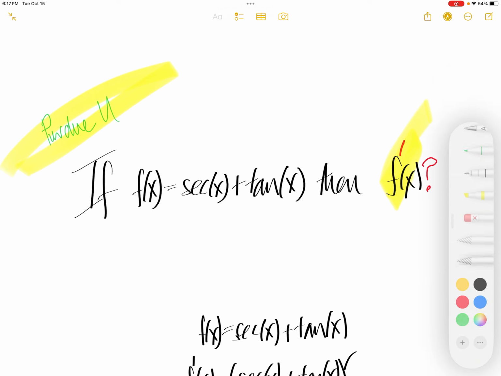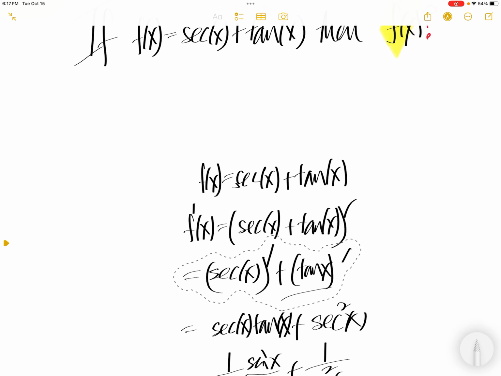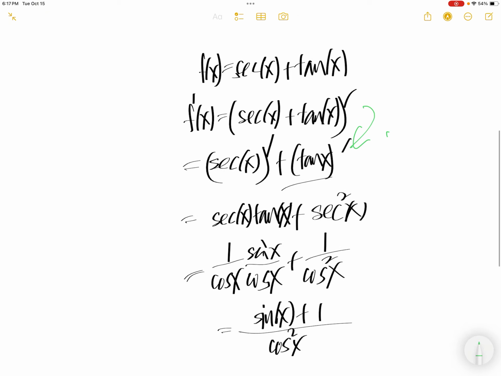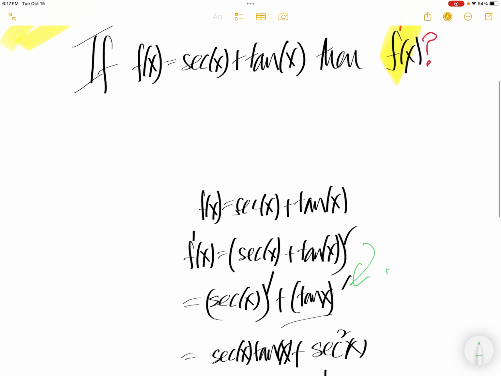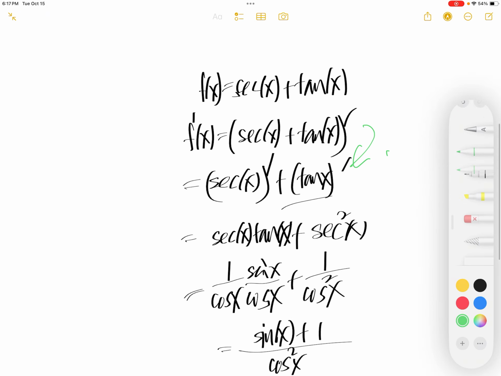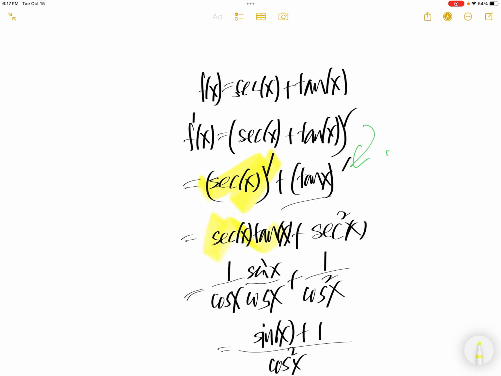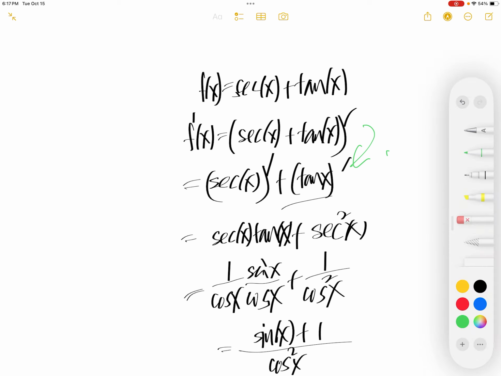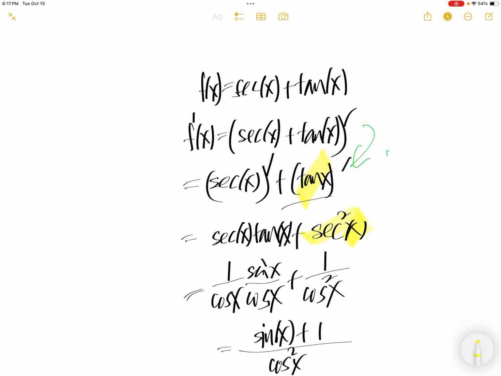So the exercise of this is just to see that you're able to find the derivative of a sum is the sum of the derivatives over here, plus you also test you to know the derivative of sec x is sec x tangent x, and then the derivative of tangent x is sec square x.